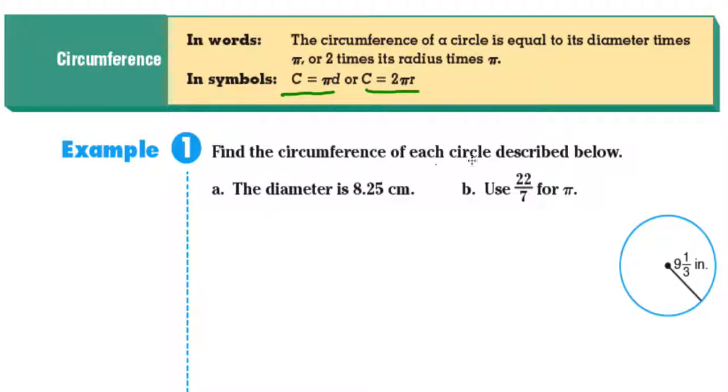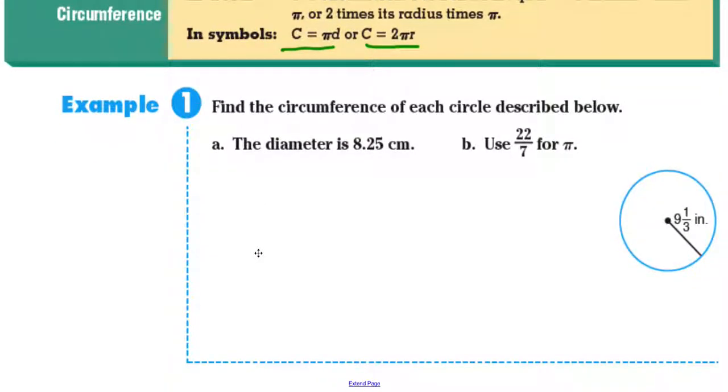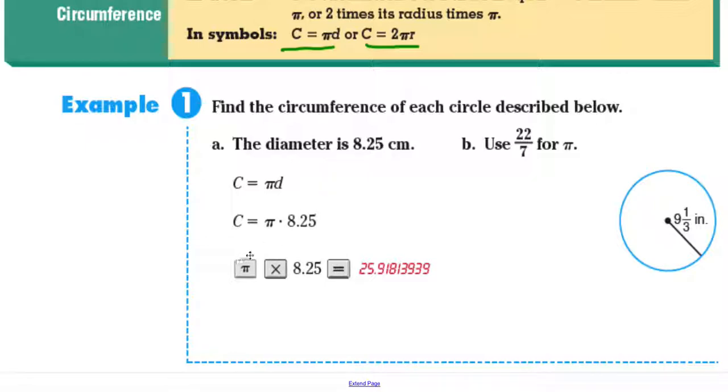So find the circumference of each circle described below. Letter A, the circle has a diameter of 8.25. If the circle has a diameter of 8.25, then we will use the formula pi d. We simply substitute the diameter: circumference equals pi times 8.25, and then we simply use the calculator. Punch in the value of pi times 8.25, and that will be your approximate value. So the circumference of the circle is about 25.9.